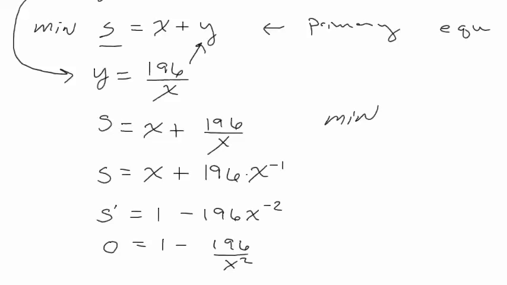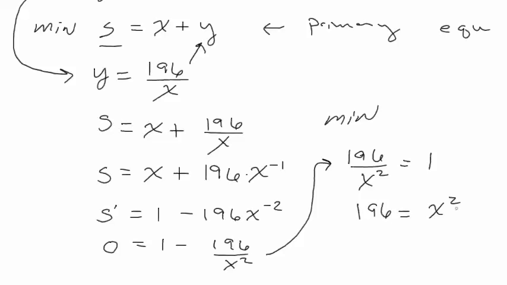Okay, and so I don't have to keep scrolling down the screen, we'll continue this right here. All right, so I'm going to take this 196 x to the negative 2 over to this side, so we have 196 over x squared is equal to 1. And x squared, bring this x squared up here. And then we will square root both sides. Plus or minus 14 equals x. Okay.